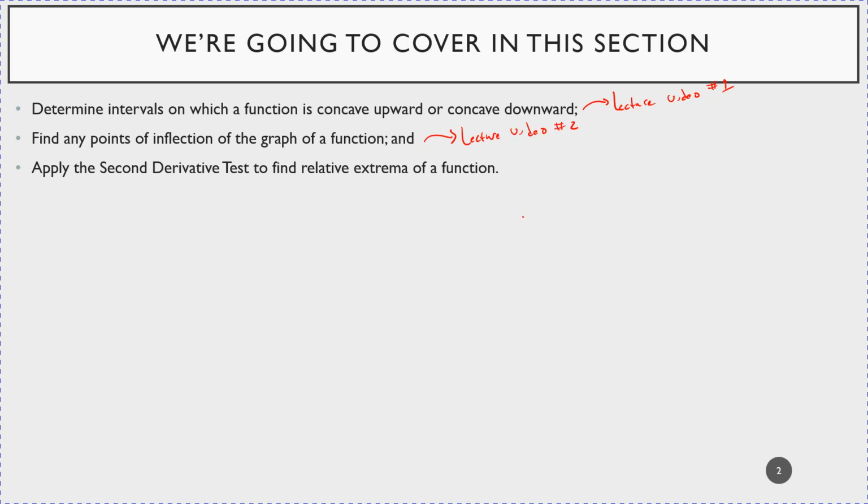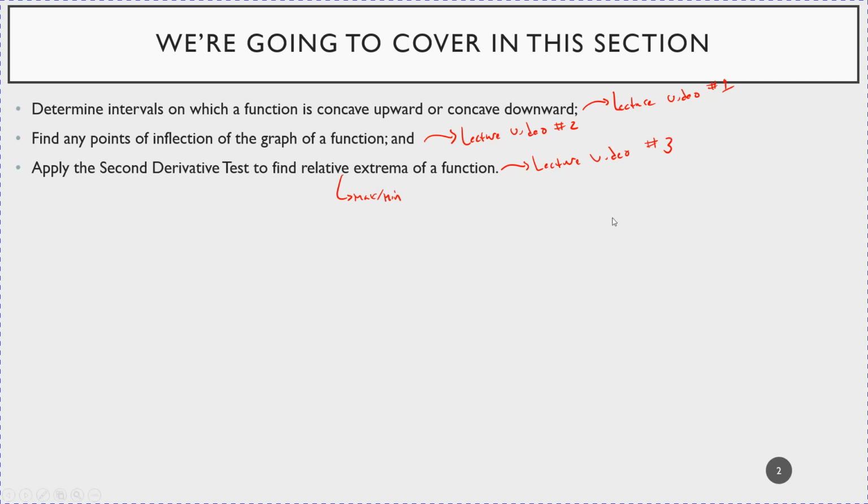And then the last thing we're going to talk about in this section is how you apply the second derivative test to find relative extrema of a function. Those relative extrema are the max-min values of a function. We talked about how you did this with the first derivative test in the previous section, but now we're going to employ the second derivative test to do this. I'll do this in a third lecture video, so it'll all be nicely broken up for you.